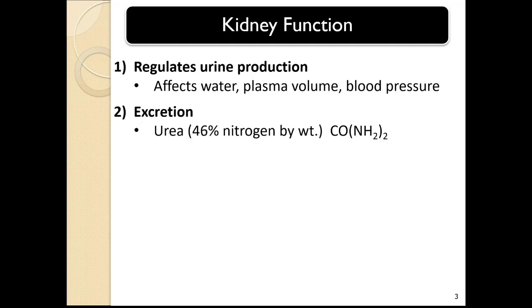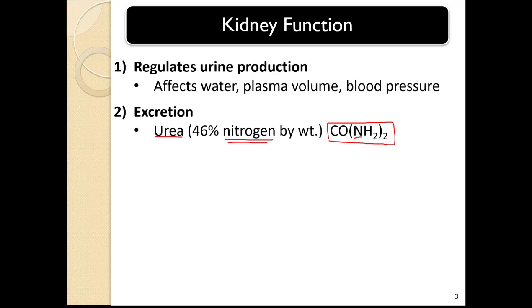Next major thing that the kidneys do is they excrete, and specifically what they're designed to excrete is nitrogen. So we're really looking at getting rid of nitrogen. Our nitrogenous waste comes in the form of urea, and urea has this molecular formula over here, and you can see that it has two nitrogens in it. NH2 to the second means that there are two nitrogens in this molecule. If you look at this by weight, then nitrogen is 46% of the overall weight of this molecule, so about half the weight. So that's a good molecule for us to get rid of.